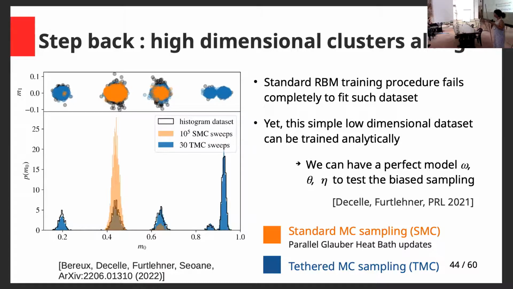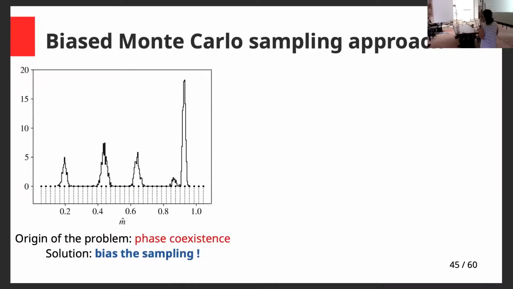We have proposed another way of doing it with a biased Monte Carlo, in which we can create samples quite fast. Here we have 10 to the 5 sweeps in the standard Monte Carlo. The idea is precisely that we have a problem of thermalization because we have coexistence between phases. So if we introduce more constraints, in which we only allow one of these states, this problem is solved and we can thermalize quite easily.